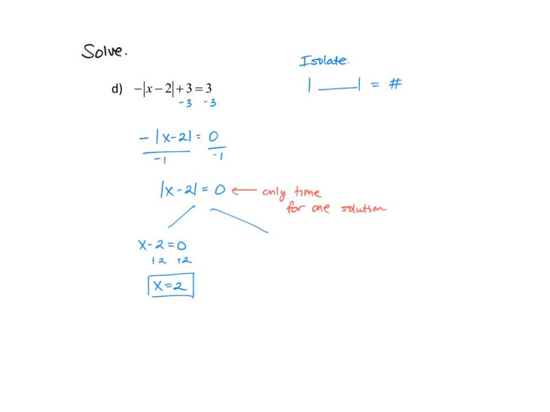So kind of as a general rule, if you have an absolute value equal to a positive number, you should get two solutions. If you have an absolute value equal to a negative number, then you will have 0 solutions because that is not possible. If you have absolute value equal to 0, then you'll get just one solution. So if it's a positive number after doing your isolate step, you should have two solutions. If it's a negative number, there are no solutions. It does not exist. If it's equal to 0, as we had here, that's the only time that you will end up with just one single solution to an absolute value equation.